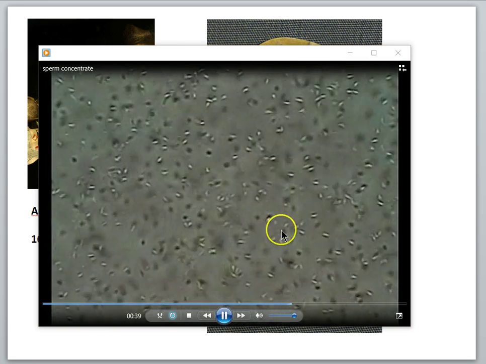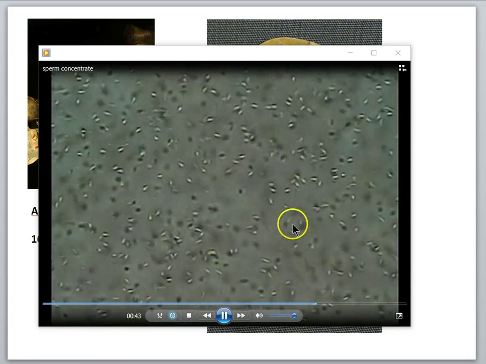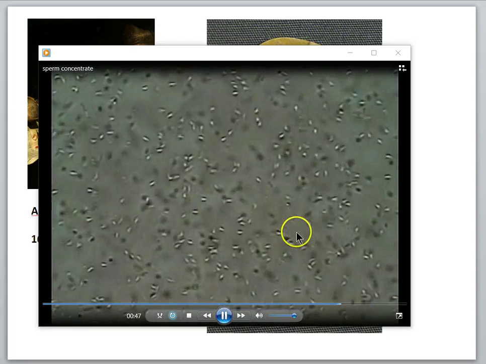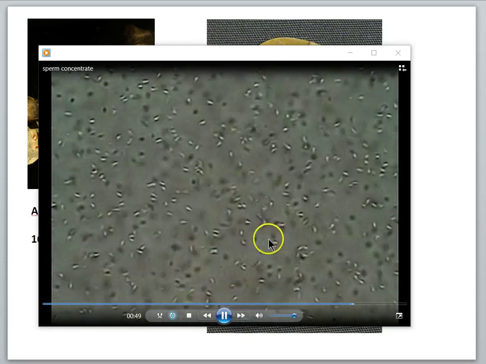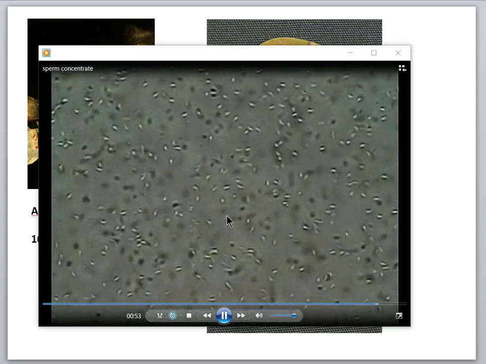He saw lots of little swimming things, almost as if they were animals themselves. So semen was composed of a fluid, but within that fluid were these little swimming things. And for now, we're going to call them spermatic worms.